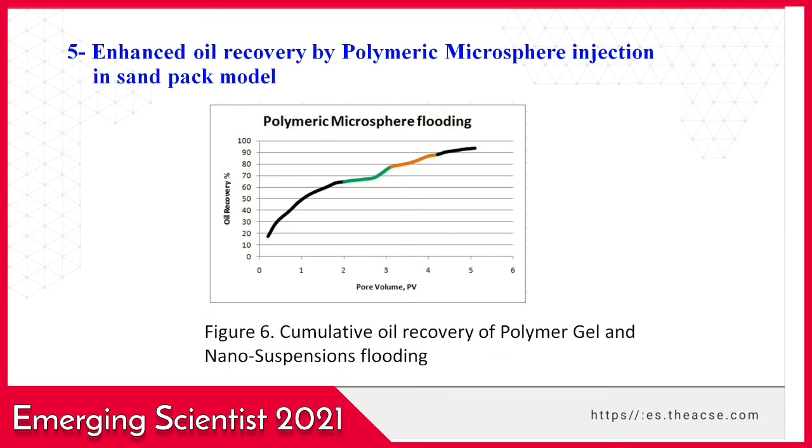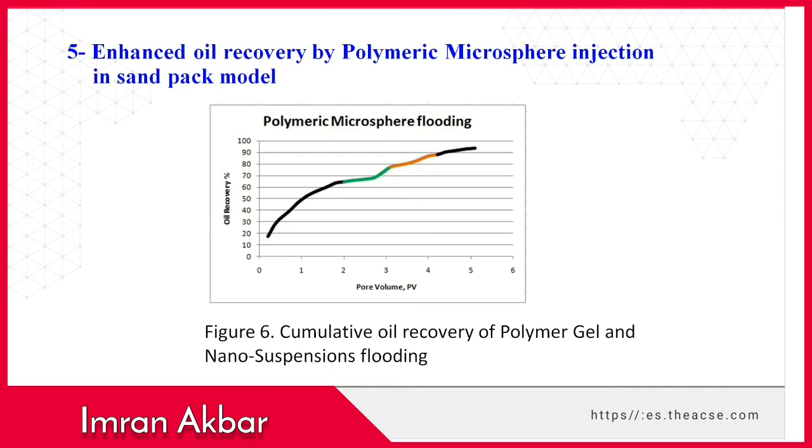In the middle of this curve, you can see a green patch and an orange patch. The green patch shows the first half injection of nanosuspension, and the orange patch shows the second half injection of nanosuspensions. During these nanosuspension injections, oil recovery continuously increases, which is the best one and which is our good result. So it means our nanosuspensions did a good job.